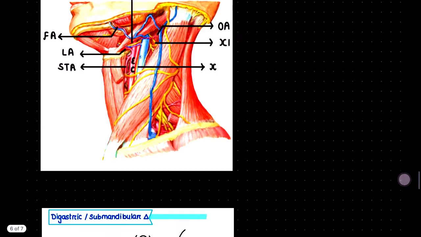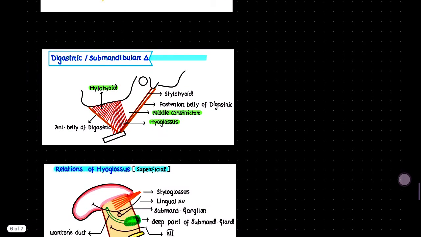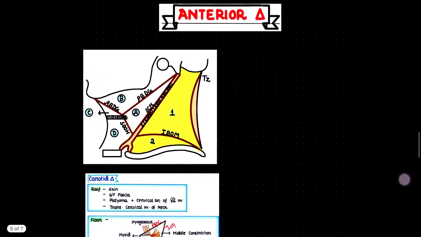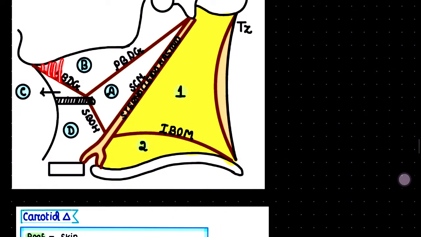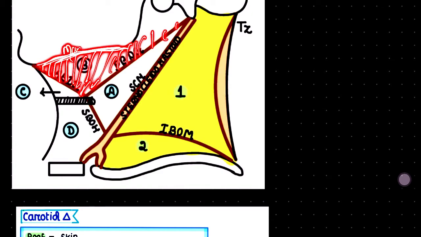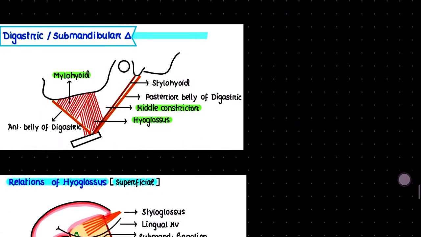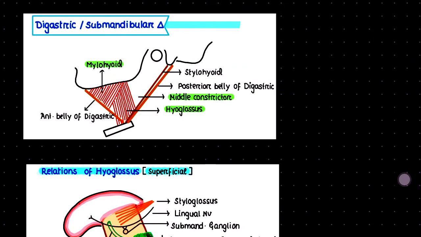Now moving further, we have another triangle, and that is the digastric or submandibular triangle. Why is it called digastric or submandibular? We are looking at this region and this region. What was this? This was the digastric triangle, or what? Submandibular triangle. Why submandibular? Because this is the mandible, right? Okay.